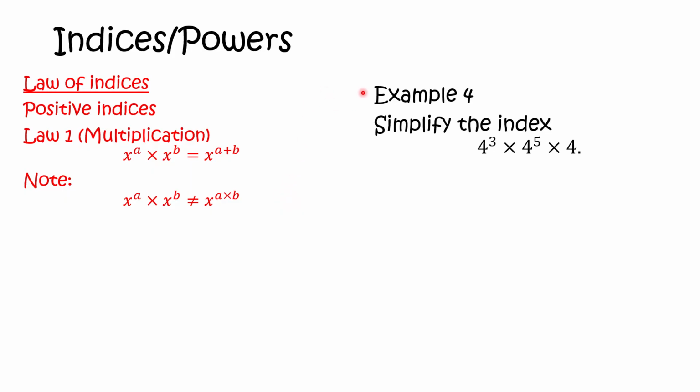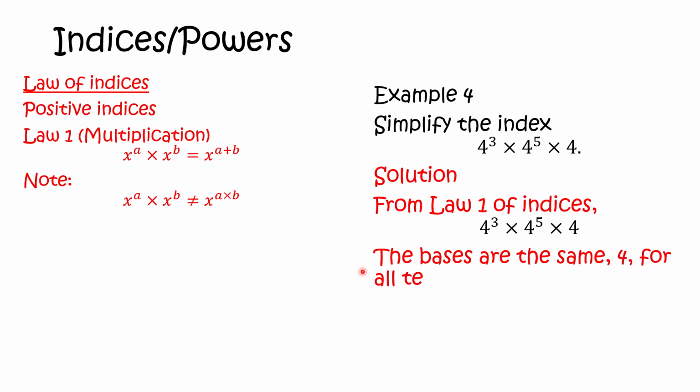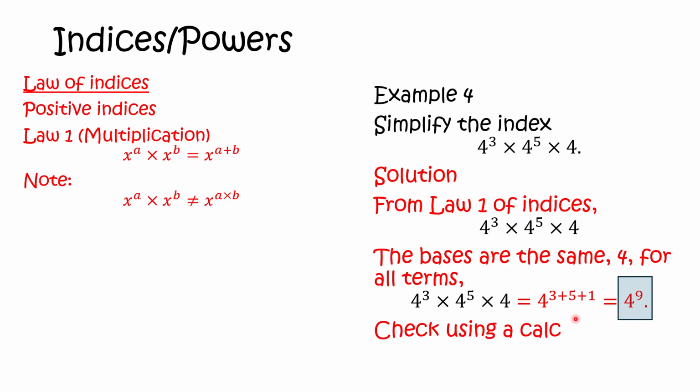Right, let's look at example 4. Simplify the index. So we have the same base. According to law number 1 of indices, the base is 4 for all the terms that we have multiplying each other. Therefore, we can apply law number 1, implying that we are going to have 4 to the power 3 plus 5 plus 1, totaling 9, so 4 to the power 9. Now, we can check using the calculator, of course.